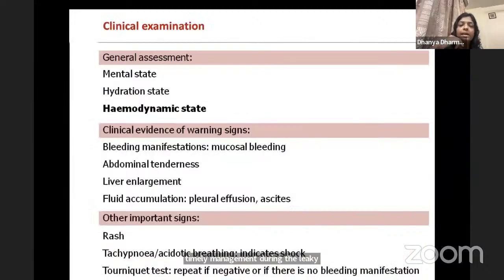And the clinical examination, though we all know what we are supposed to look for, the hemodynamic state of the patient is extremely crucial. And of course, you would be looking for evidence of the warning signs like mucosal bleeding, abdominal tenderness, liver enlargement or fluid accumulation. And then there are other signs in dengue that you see, like rash.